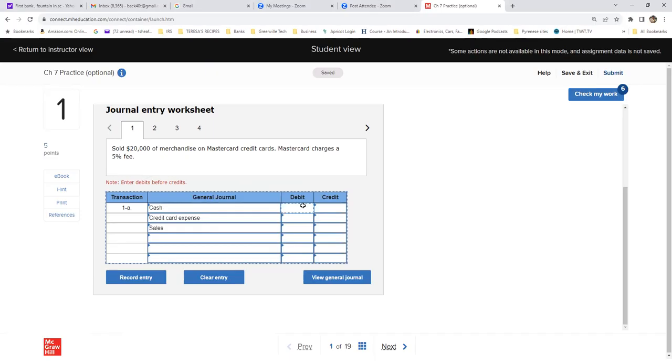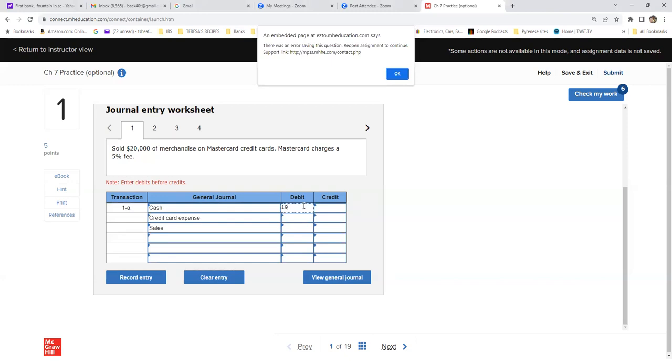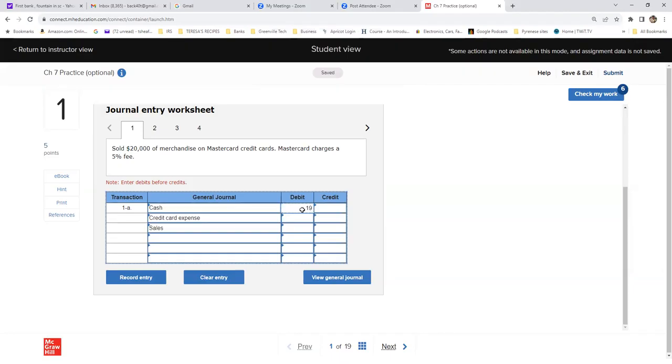So the cash will be $20,000 less the 5% fee, which is $19,000. And then the credit card expense will be the 5% fee, which is $1,000. And sales would be $20,000.